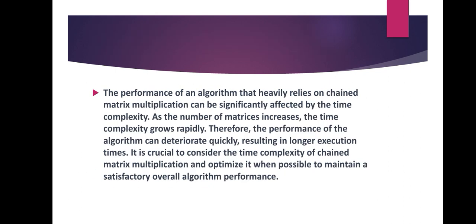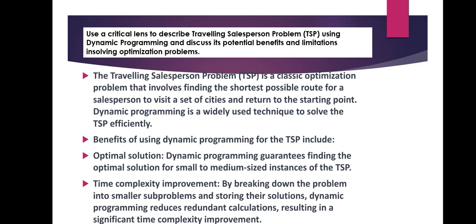The performance of an algorithm that heavily relies on chain matrix multiplication can be significantly affected by the time complexity. As the number of matrices increases, the time complexity grows rapidly. Therefore, the performance of the algorithm can decrease quickly, resulting in longer execution times. It is crucial to consider the time complexity of chain matrix multiplication and optimize it when possible to maintain a satisfactory overall algorithm performance. Now let's move to the next question.